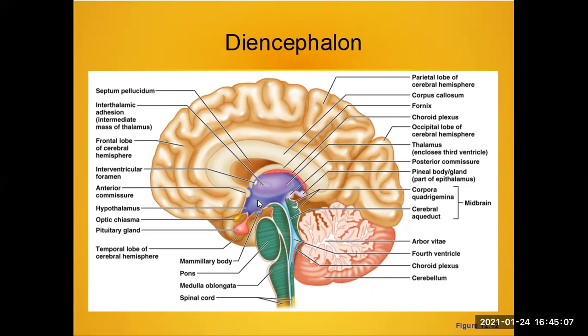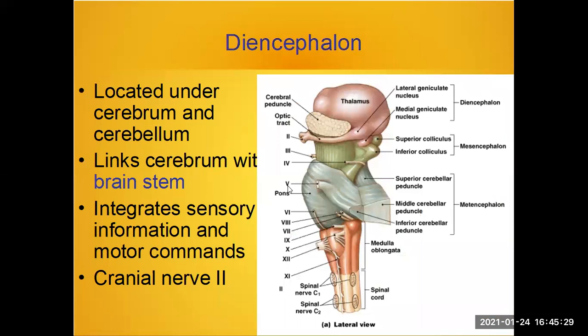You can see the diencephalon: thalamus, hypothalamus, epithalamus. The diencephalon located on the cerebrum links cerebrum with brainstem, integrates sensory information and motor commands, contains cranial nerve number 2.